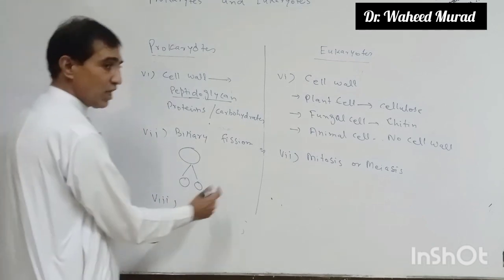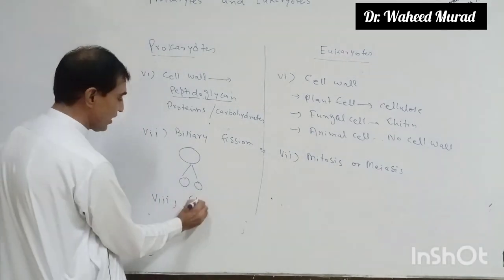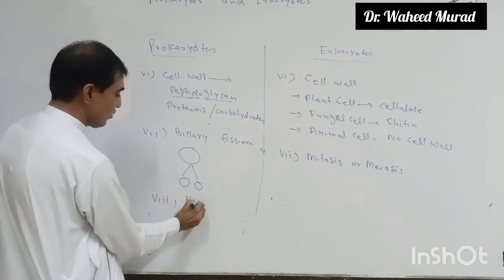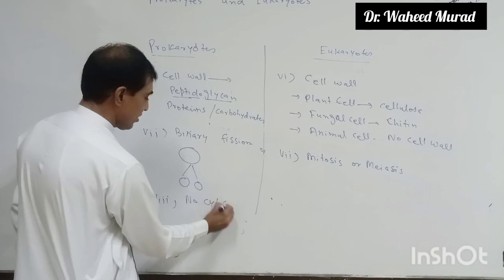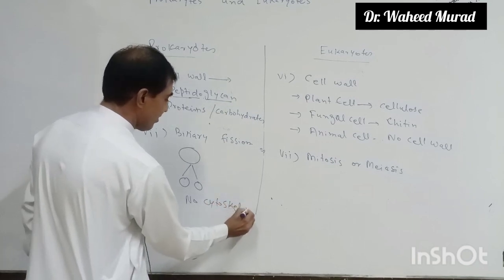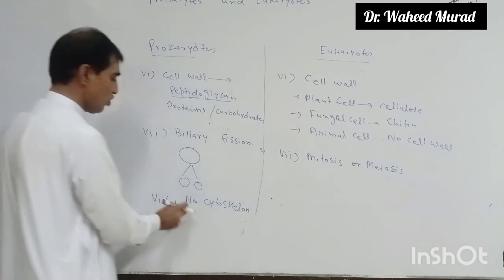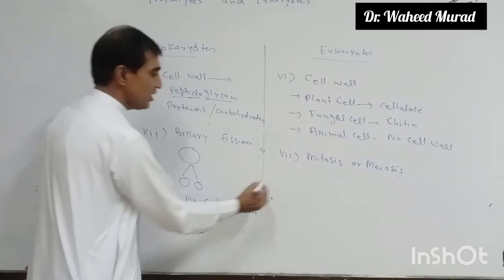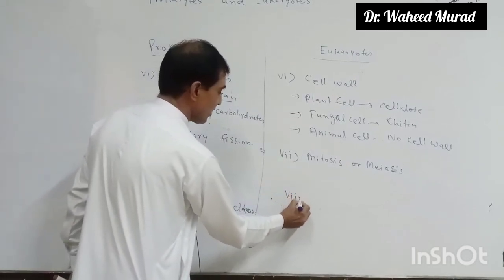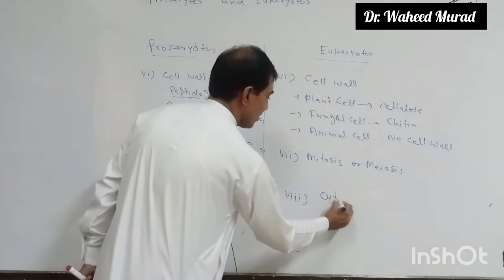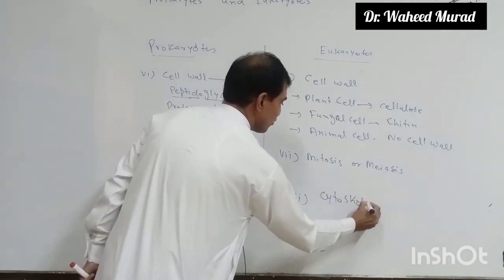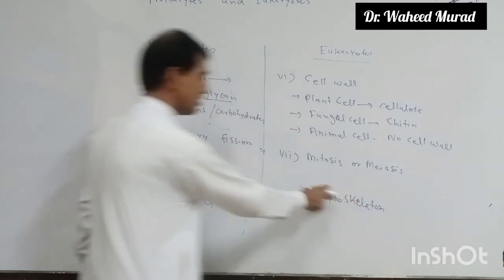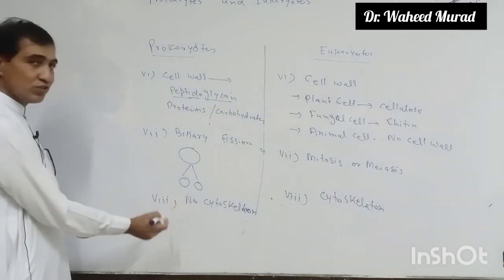Next difference, that is the presence of cytoskeleton. In prokaryotic cells, no cytoskeleton. Cell skeleton is absent. Here in eukaryotic cells, they possess cytoskeleton, that is for support. Cytoskeleton is present here, and there is no cytoskeleton in prokaryotes.